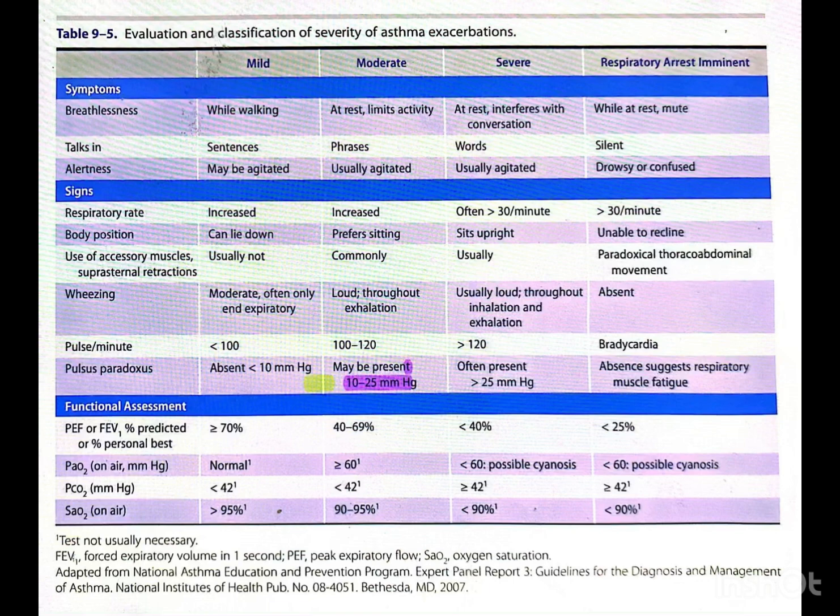While the oxygen saturation in case of mild will be greater than 95%, in case of moderate it will be 90 to 95%, while in case of severe it will be less than 90%. In imminent respiratory arrest, it will again be less than 90%.